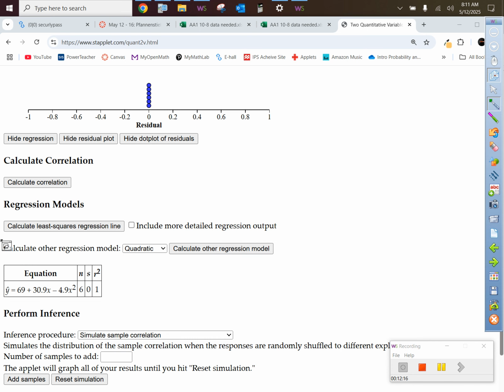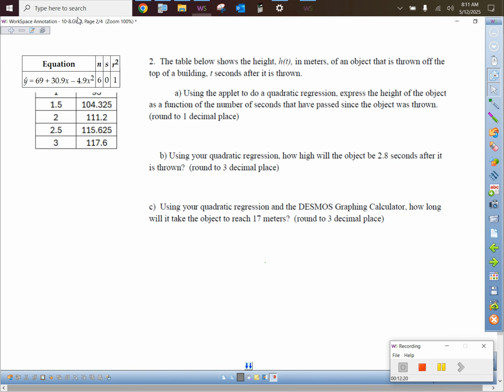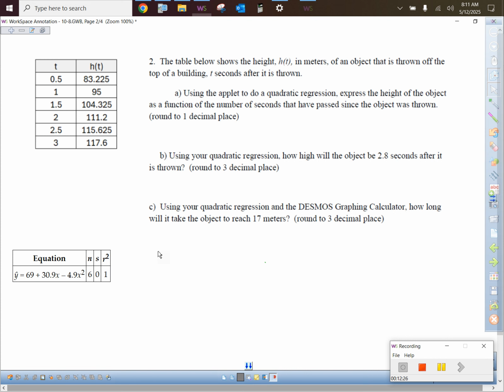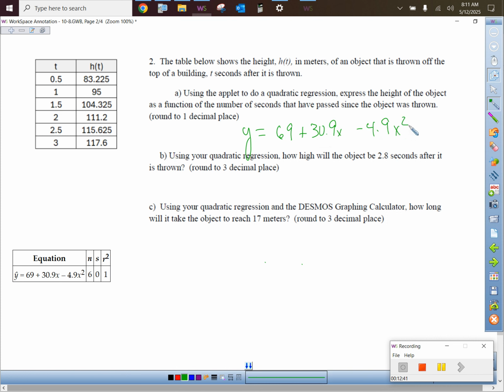So write the regression equation. We got it right here. 69 plus 30.9x minus 4.9x squared. They say round to 1 decimal place. It came out nice to 1 decimal place, so we don't have to do much there. 69 plus 30.9x minus 4.9x squared.